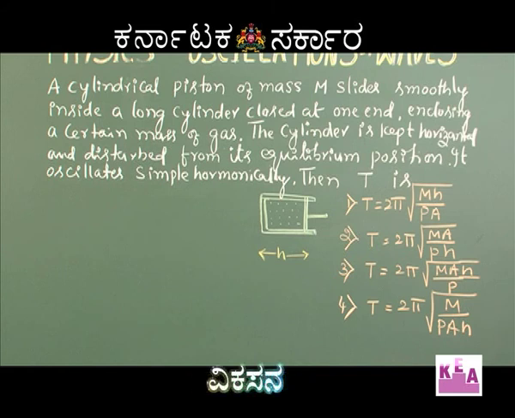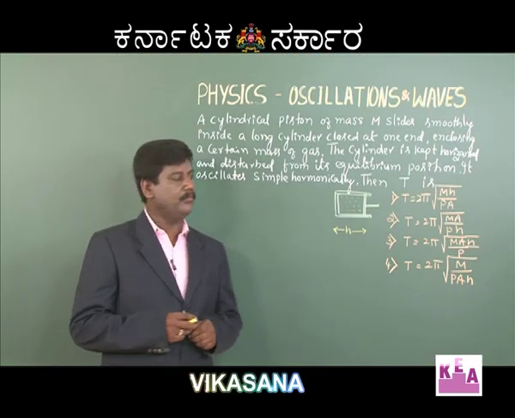of m h by P A; option 2, T is equal to 2 pi root of m A divided by P H; option 3, T is equal to 2 pi root of m A h by P; option 4, T equals 2 pi root of m divided by P A h. So, dear students, let us understand the problem.